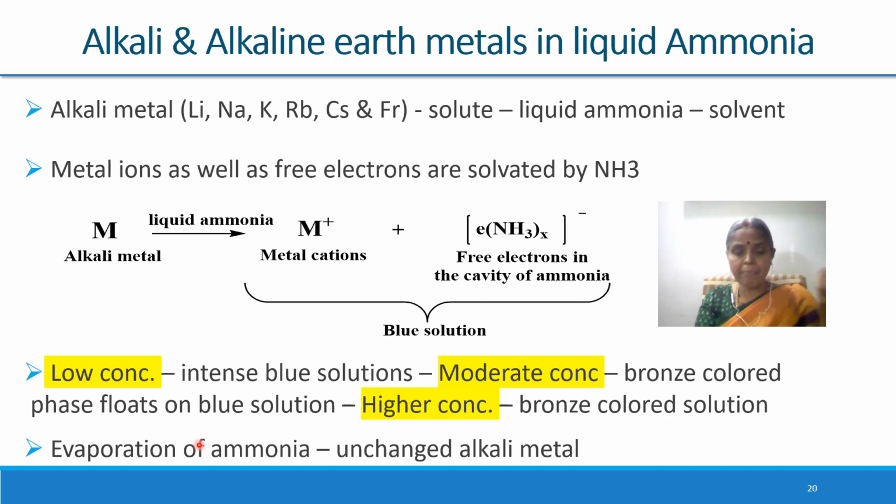Suppose you evaporate the solution of alkali metal in liquid ammonia, you get the uncharged alkali metal. Until now, the metal is existing as a metal cation, and free electrons are there in the solution in the solvated form. But if you evaporate all the ammonia, you get the uncharged or unchanged alkali metal. That is a unique behavior of alkali metals in liquid ammonia.